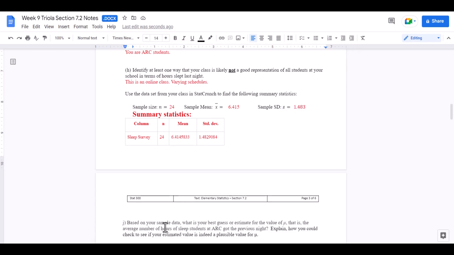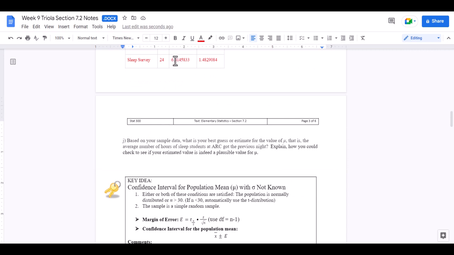So now, based on your sample data, what is your best guess or estimate for the value of mu? That is the average number of hours of sleep that ARC students got the previous night. Explain how you could check to see if your estimated value is indeed a plausible value for mu.